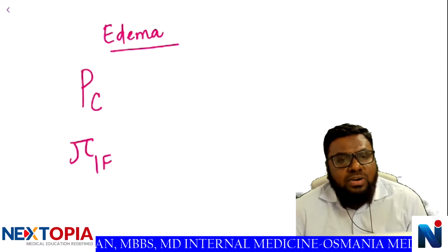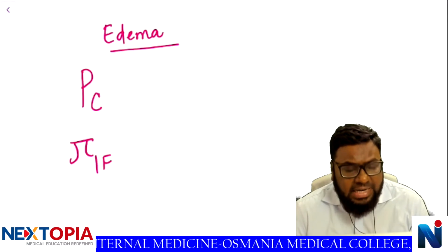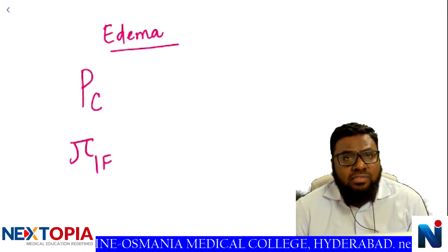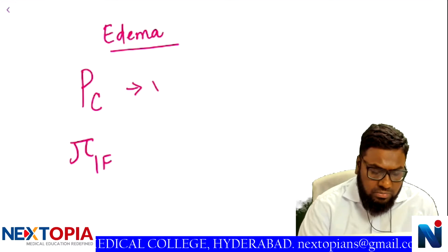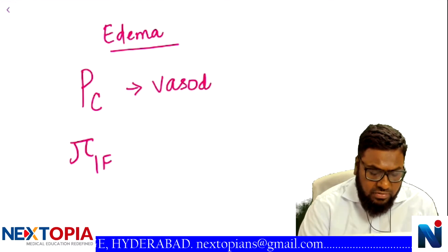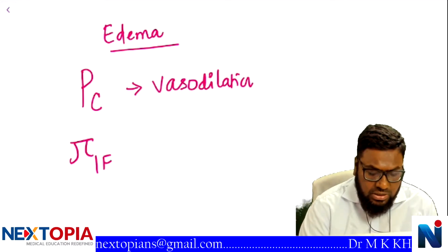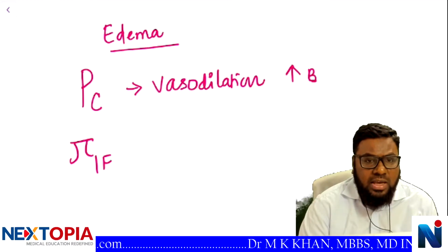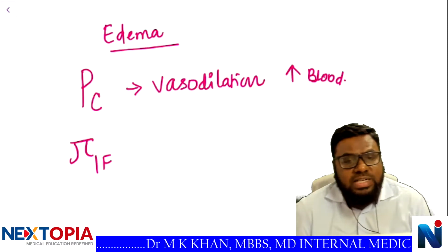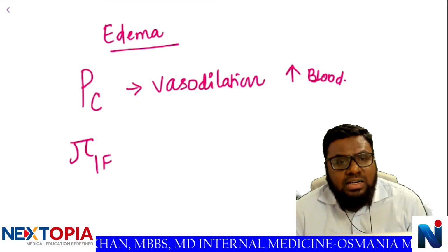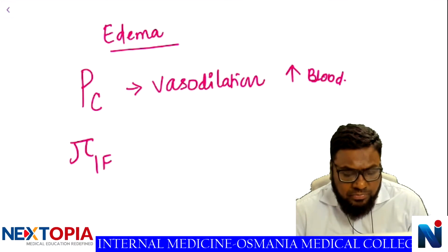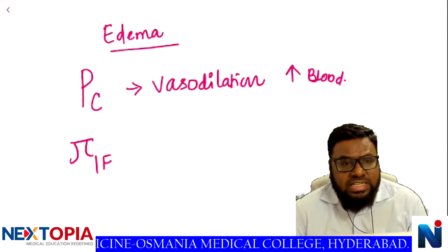So the capillary hydrostatic pressure can increase if there is a vasodilation, is it not? What will happen if there is a vasodilation? It increases the blood flow. If blood flow is increased, the capillary hydrostatic pressure increases, and this results in movement of fluid into the interstitial space.